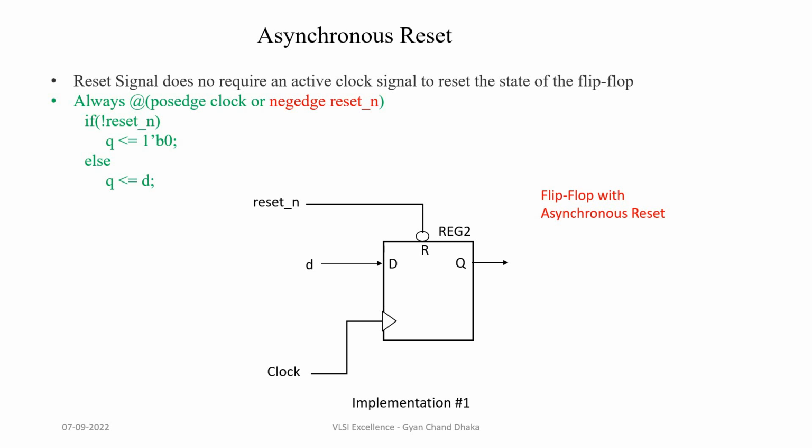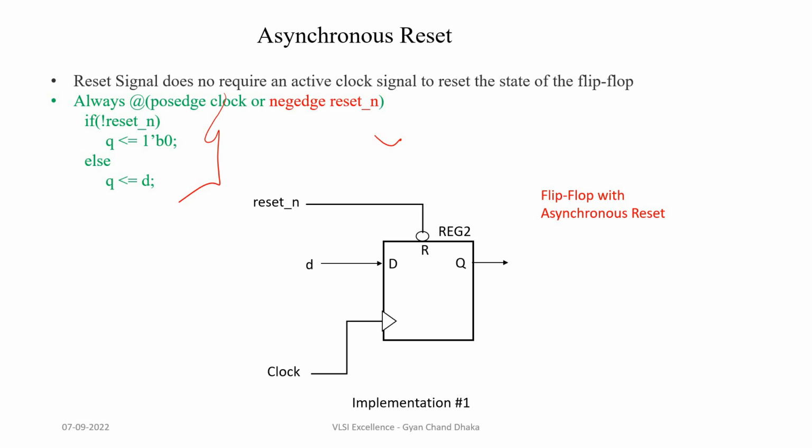Now let's see the asynchronous reset design technique. So in asynchronous reset, as you see by the name itself, we do not need the active clock edge to reset the design. Our design will get reset as soon as it receives the active reset signal. So how can we implement the asynchronous reset flip-flop using Verilog HDL? This is how we can implement the asynchronous reset flip-flop using Verilog HDL.